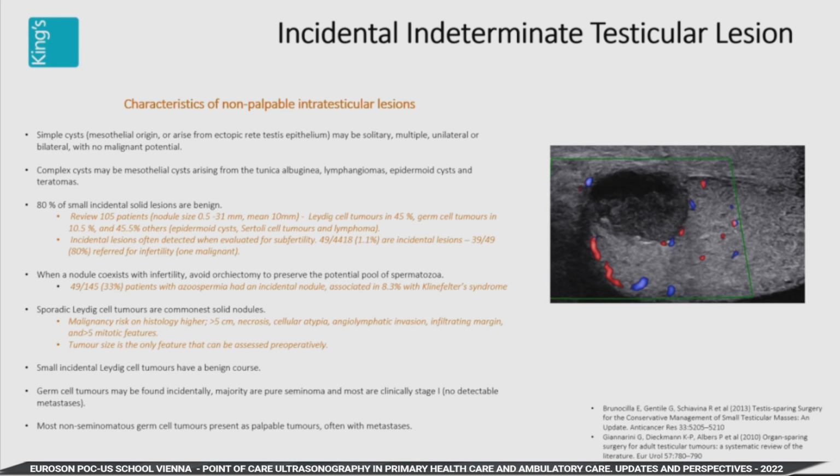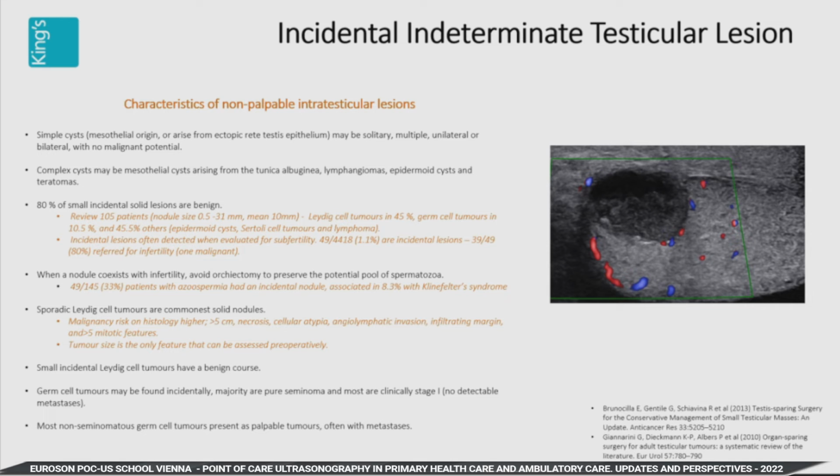Well, it's a very busy slide here, but the take-home messages are that you'll often find a simple cyst. A simple cyst was thought to be rare in the past, but as we do more and more ultrasounds, you see simple cysts more often. If you see a solid lesion in the testes, the take-home message is that 80% of these solid incidental lesions are benign, but you have to pick out those that are. A couple of studies have shown that if you find an incidental lesion, 45% are Leydig cell tumors, 45% are epidermoid cysts, and 10% may be malignant.